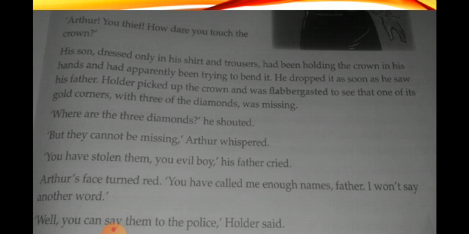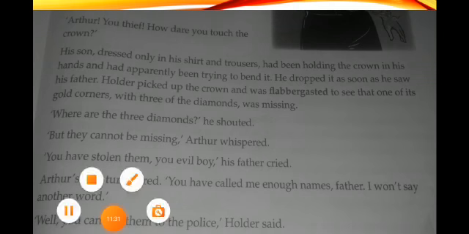Where are the three diamonds? He shouted. But they cannot be missing, Arthur whispered. You have stolen them, you evil boy, his father cried. Arthur's face turned red. You have called me enough names, father. I won't say another word. Well, you can say them to the police, Holder said.